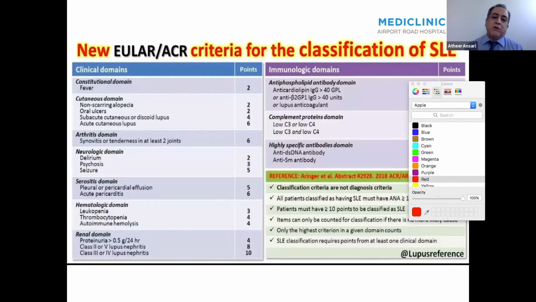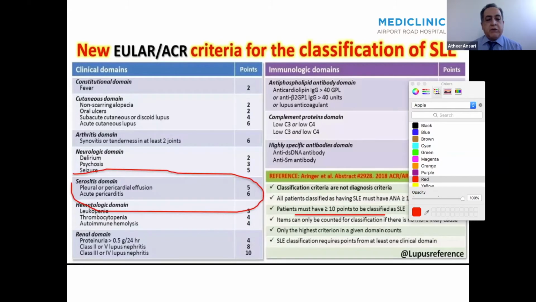However, we quite often see the diagnostic line is more or less close to the classification line, to make ourselves reassured as well as patients reassured. And on these guidelines, it's stated that we need more than 10 points to be classified as lupus. And if you look at the pleural or pericardial effusion, you get between 5 or 6 points. So you are not far from reaching a diagnosis if you find one or two other key elements.